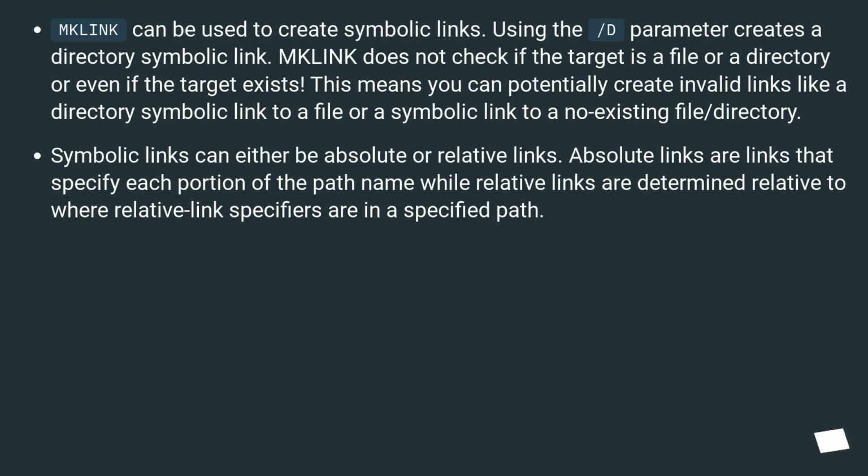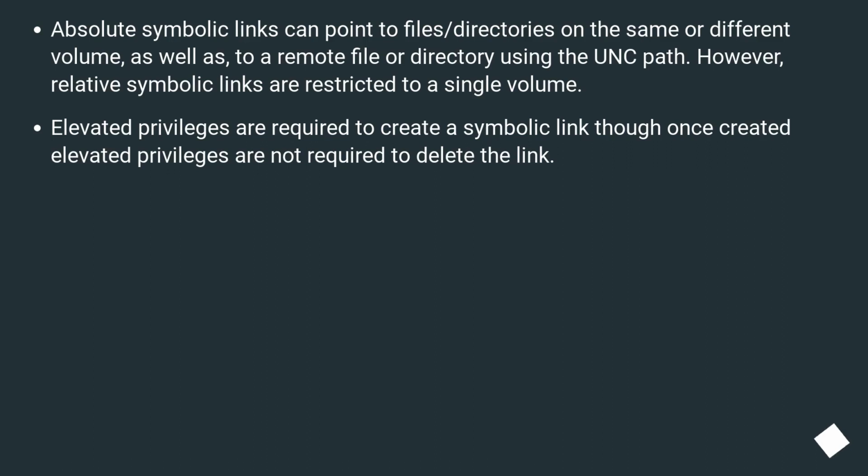Symbolic links can either be absolute or relative links. Absolute links are links that specify each portion of the path name, while relative links are determined relative to where the link is in a specified path. Absolute symbolic links can point to files or directories on the same or different volume, as well as to a remote file or directory using the UNC path. However, relative symbolic links are restricted to a single volume. Elevated privileges are required to create a symbolic link, though once created, elevated privileges are not required to delete the link.